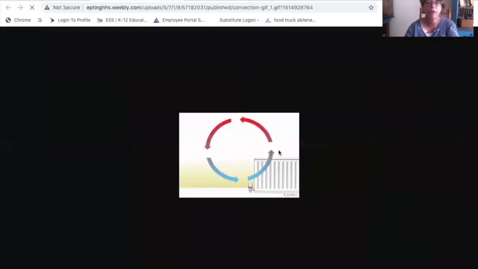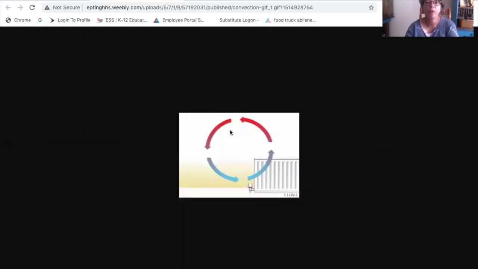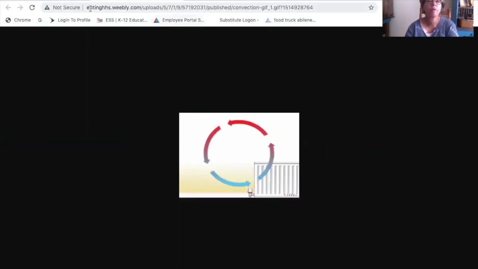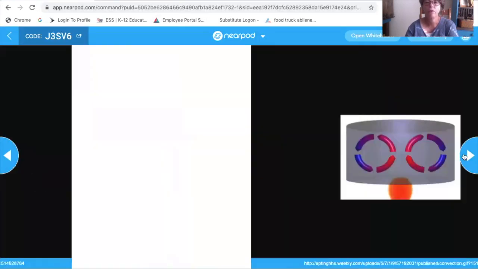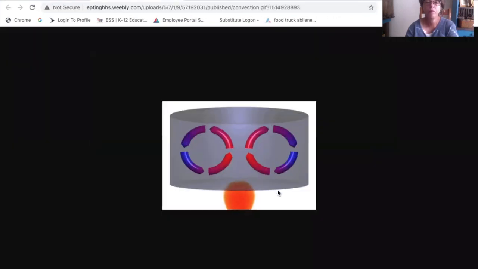This is what it would look like if we could see it in motion. The radiator that is on the bottom right of your video is heating it up. So the heat source is the red arrows coming off that heat source. It's going to cool off, sink back down. All right, let me show you a different picture, and this would be more like in a fluid. All right, heat source is at the bottom. So your red is rising from the bottom, cooling off at the top and sinking back down.